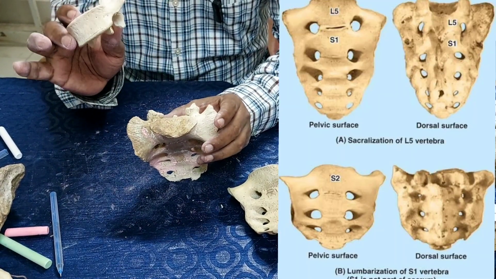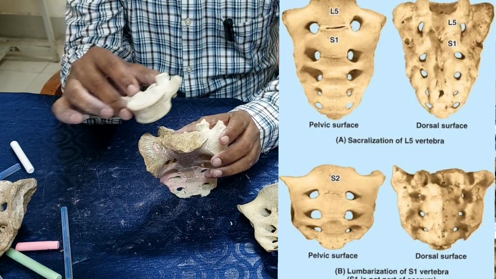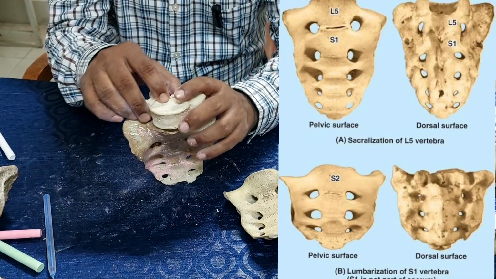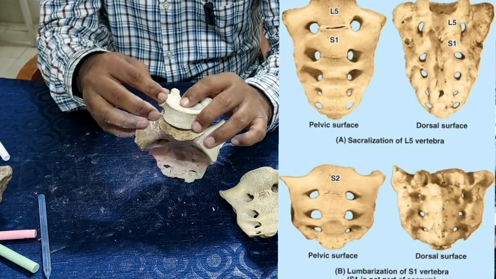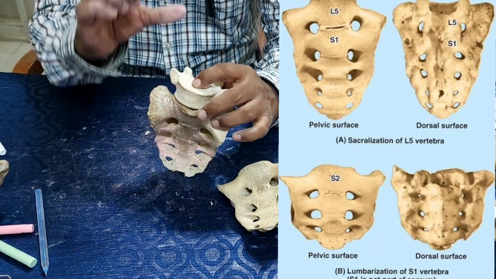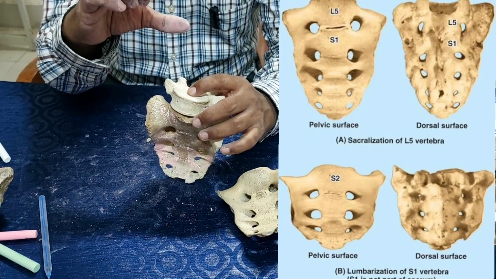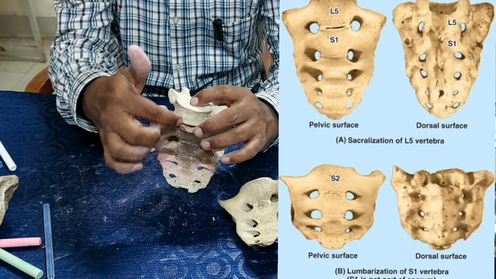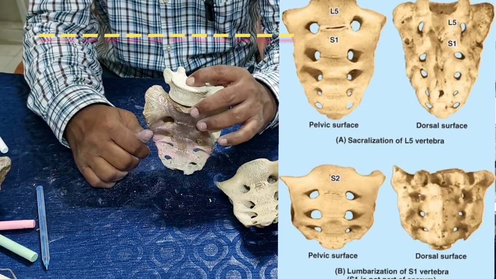And another term is the sacralization of the lumbar vertebra. If the 5th lumbar vertebra fuses with the first sacral vertebra, now the sacrum is formed by 6 vertebrae, and in that case lumbar vertebrae will be 4: number 1, 2, 3, 4. The 5th is fused with the first sacrum.